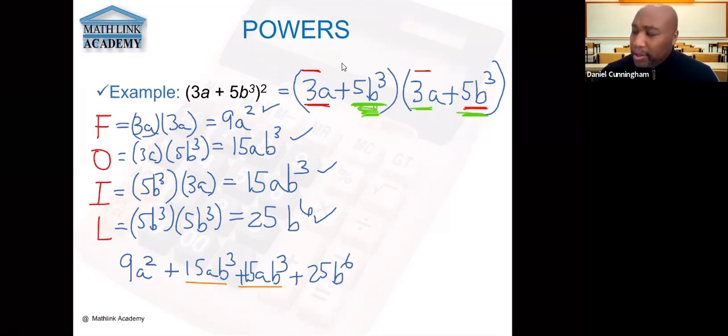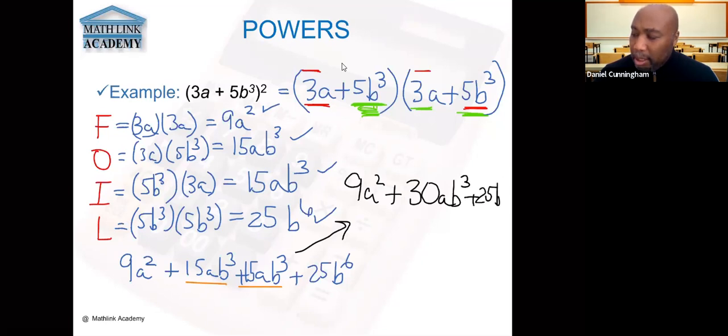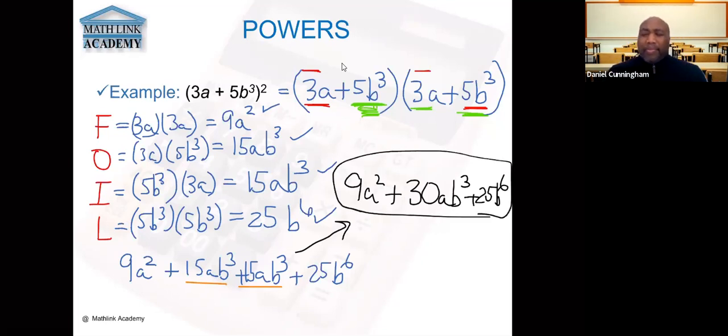So our final answer will be 9a squared plus what? 30ab cubed plus 25b to the 6. And then you circle that, and that's your final answer for that problem.